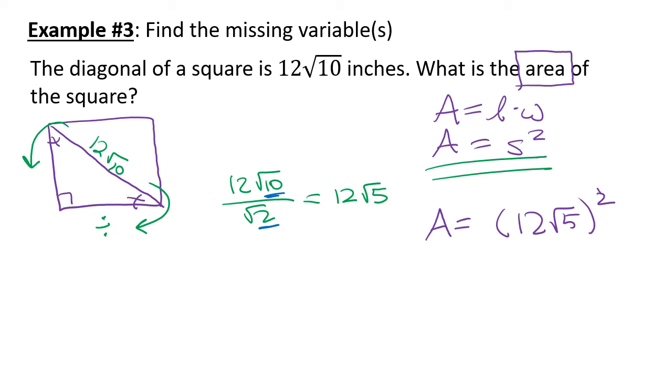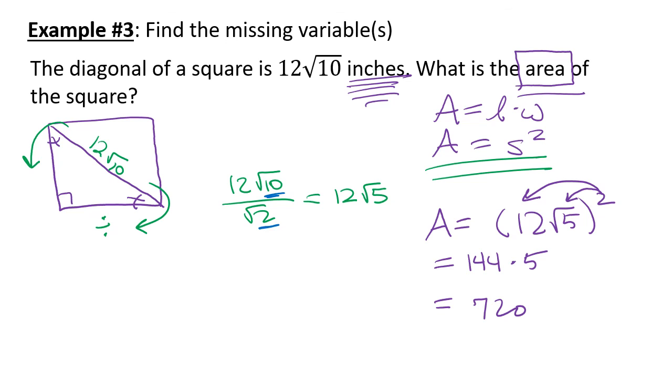So this grouping symbol or the parentheses is important because I'm not only going to square the square root of 5, but that squared also applies to the 12. 12 squared is 144. Square root of 5 squared is 5. Not gonna lie, I am getting my calculator out for this. 144 times 5 is 720 because they asked for area, and in my problem they gave me my units as inches. This is going to end up being inches squared.